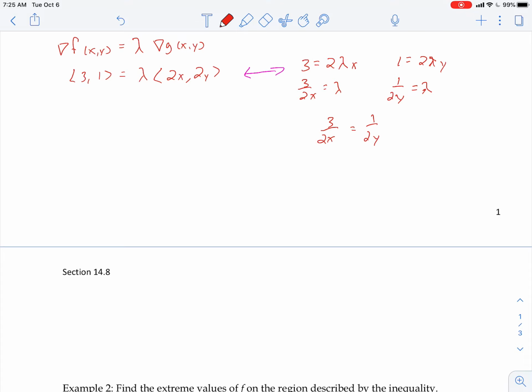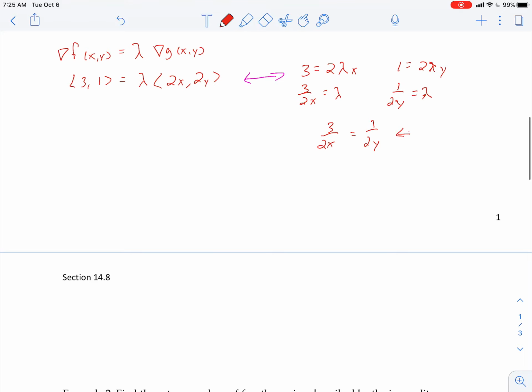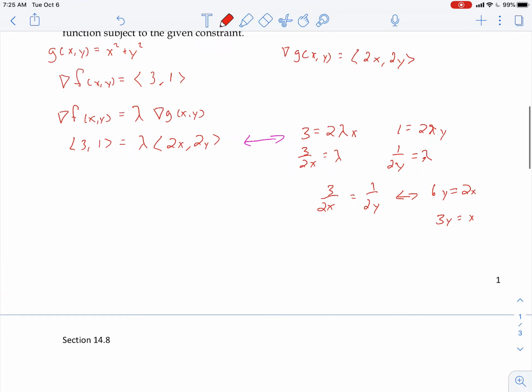Cross multiply, I'm going to get 6y is equal to 2x. And so then I can say x is equal to 3y. Divide both sides by 2. So here, solving for our lambda gives us 3y is equal to x. Now we're going to plug this into our constraint.